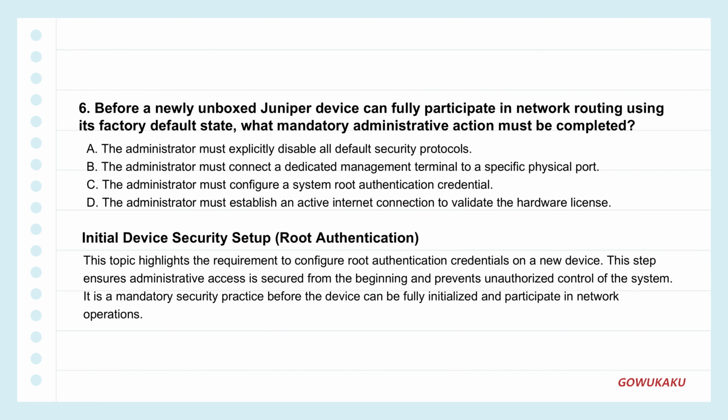Speaking of security, that brings up a really critical point. You can't even begin to set up these configurations until you lock the front door of a brand new piece of hardware. Gotta secure it first. Always. Let's look at initial setup. Question 6. Before a newly unboxed Juniper device can fully participate in network routing using its factory default state, what mandatory administrative action must be completed?